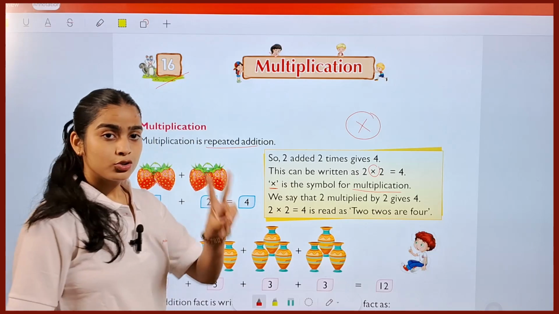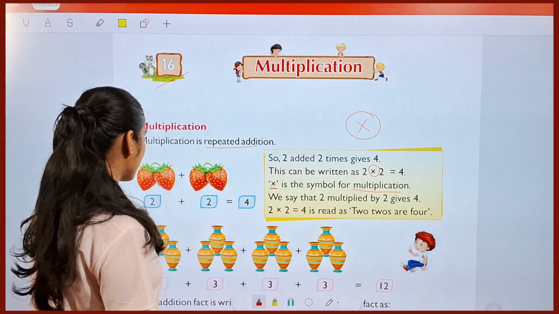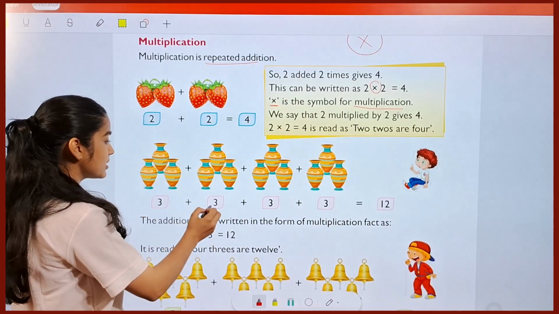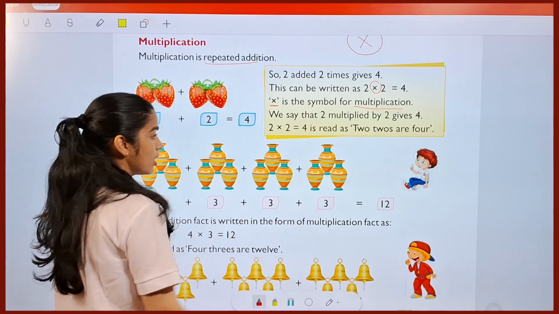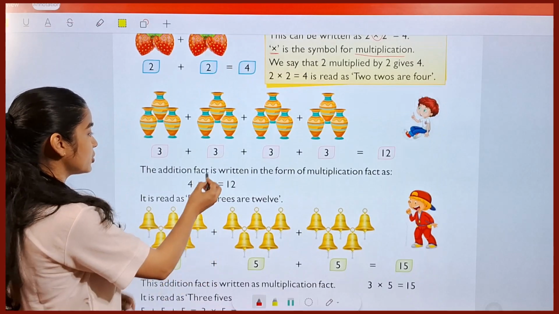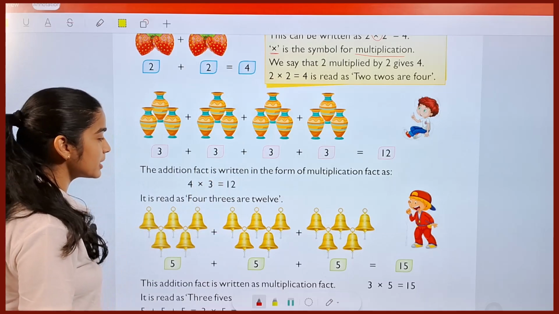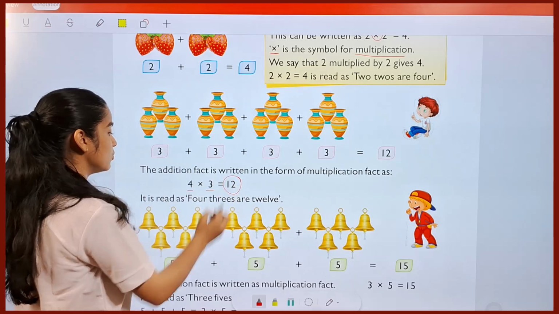So it means 2 twos are. When we add 2 and 2, what do we get? We get 4. Now 3 threes are. So how many threes do we have? 1, 2, 3, 4. So it means 4 threes are 12. The addition fact is written in the form of multiplication fact as 4 multiplied by 3 is equal to 12.